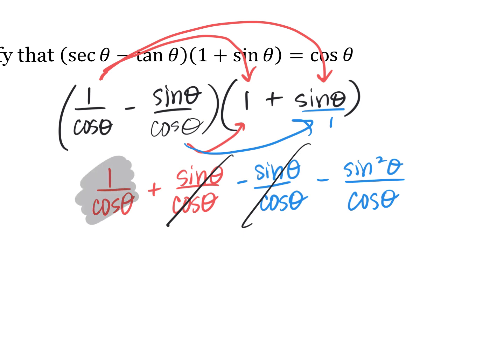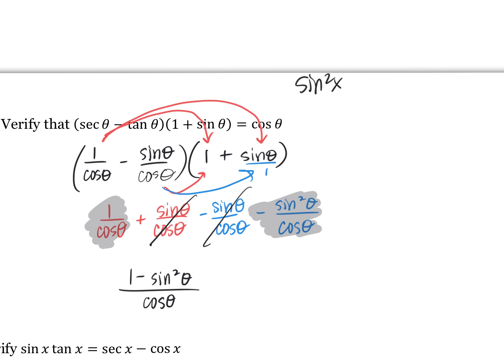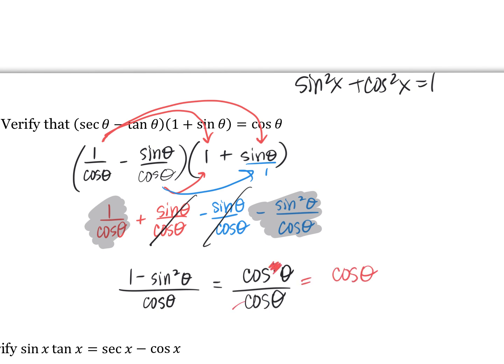Can we combine them because they have common denominators? Yeah, I can write those together. So wouldn't I have 1 minus a sine squared over a cosine? What is 1 minus sine squared going to get me? Cosine squared. Look at what we want to get. We want to equal cosine. We're left with a cosine squared over a cosine. Is one of those going to cancel? Yes, and we're left with a cosine.